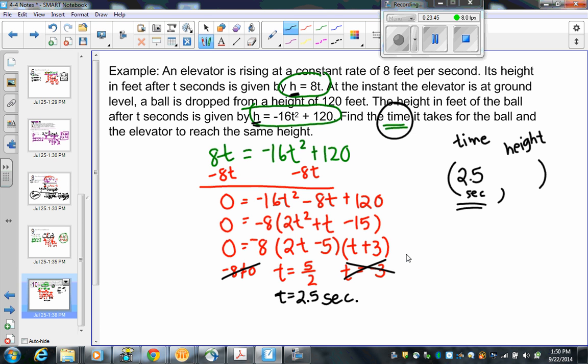But what if I asked you what that height was? We would take 2.5 seconds and plug it back in to one of these two equations and solve for h. Well, 8 times 2.5 would give me 20, and our units for height were feet. So they would be the same height after 2.5 seconds, and they would reach the same exact height at 20 feet.